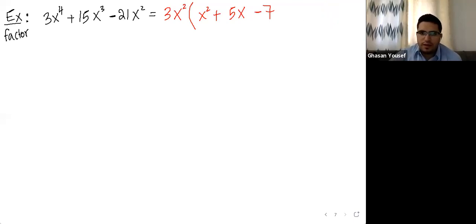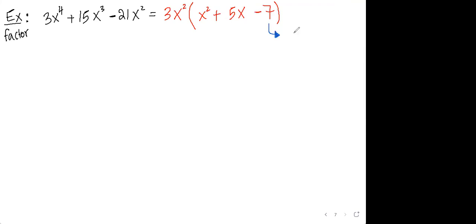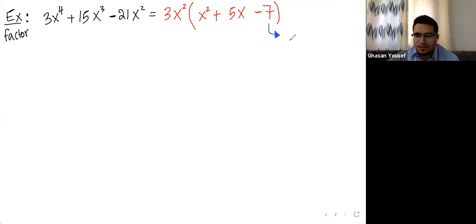Can I factor this one inside the parentheses? This is a trinomial. Can I factor this one? Give me two numbers such that the multiplying of these two numbers gives me minus 7. Can you give me the two numbers such that the multiplication of these two numbers is minus 7? -7 and 1.